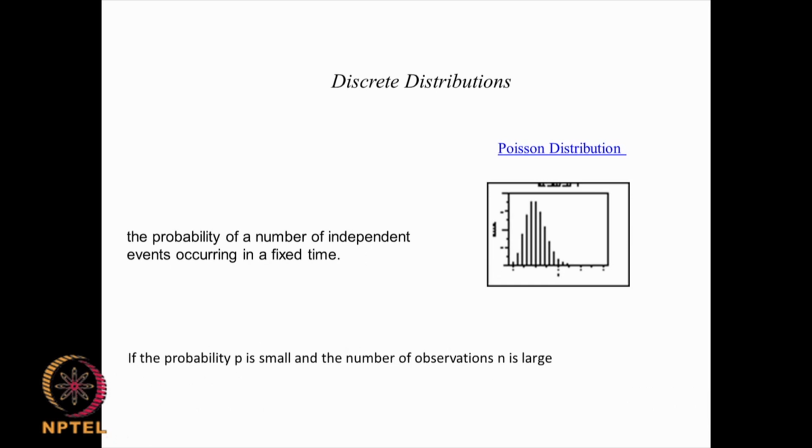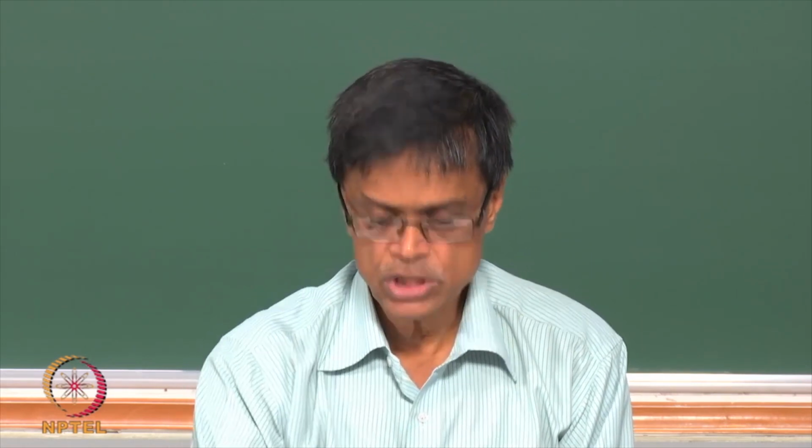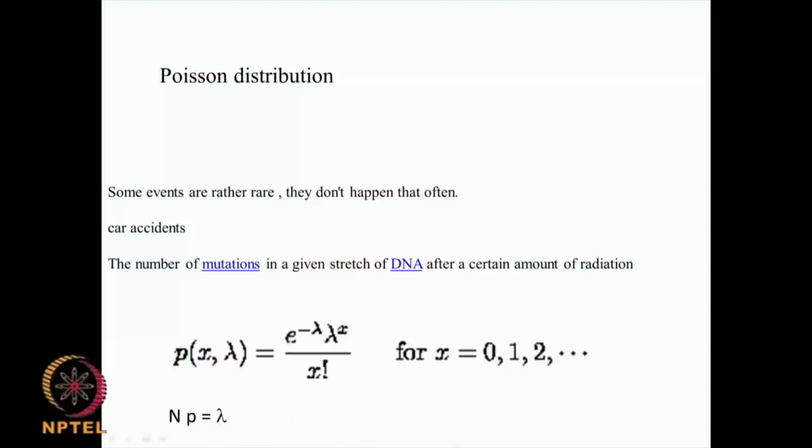So, it is sort of related to the previous one which we saw, the binomial, but here the n is very large and p becomes very small actually. So, this is also very useful in biology, as I am going to talk about a few examples. So, the Poisson distribution, the equation looks like this: e power minus lambda, lambda raised to the power x divided by x factorial. Okay, x could be 0, 1, 2 and so on.